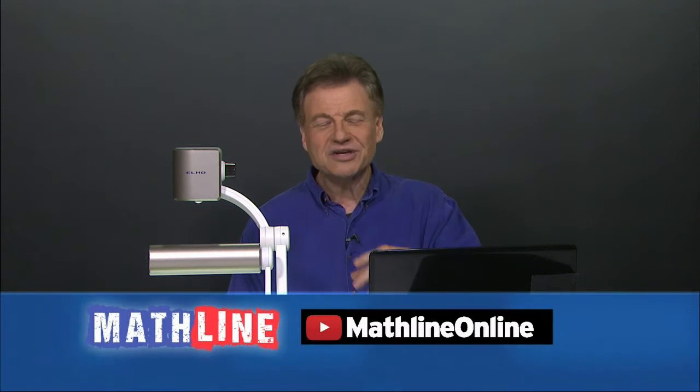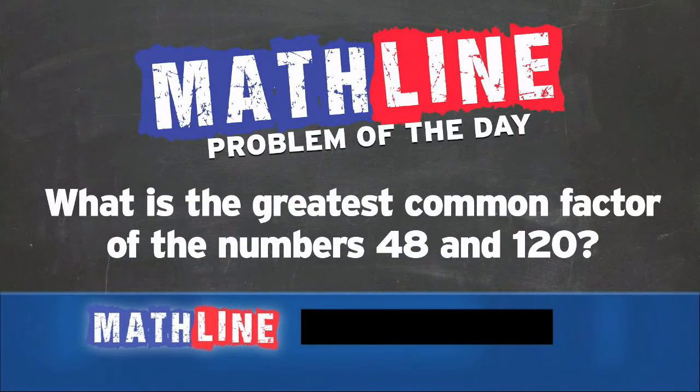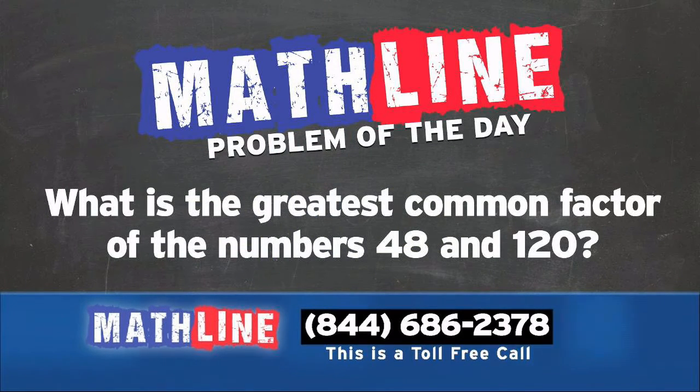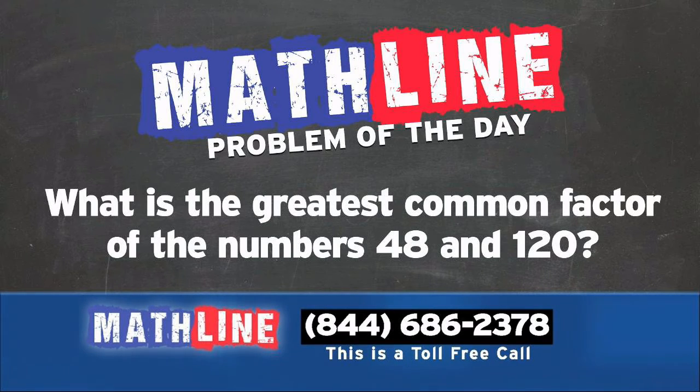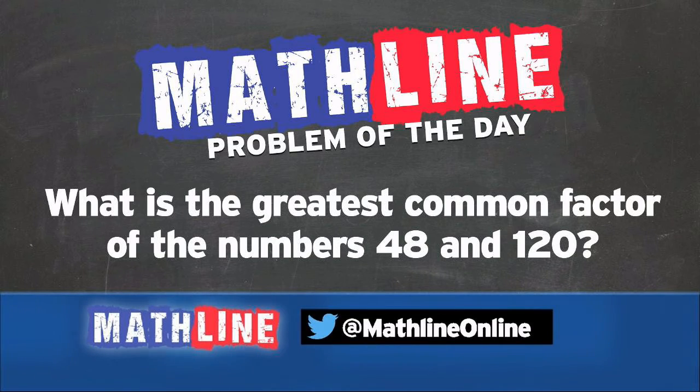Give us some calls. And let's check out our problem of the day while you're doing those. It says, what is the greatest common factor? That's a GCF, my friends, of the numbers 48 and 120. Kind of big numbers there, especially 120. Looks a little intimidating there, perhaps. But we're going to look for the greatest common factor of those numbers, 48 and 120.